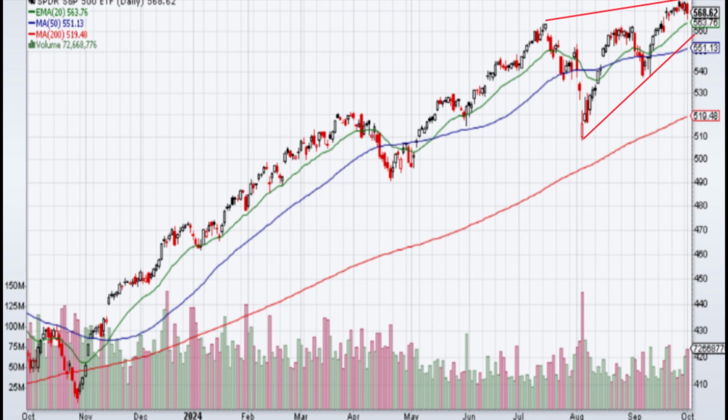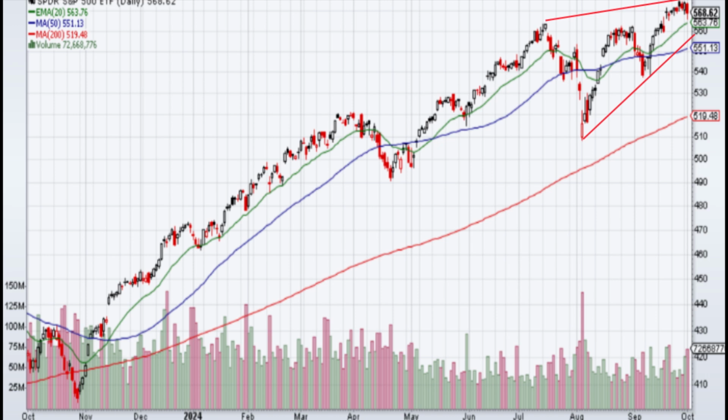Alternatively, if SPY breaks below the 20-day EMA at $563 with high volume, it could signal a potential downtrend. A short position could be initiated here with a target of the 50-day SMA around $551. It's crucial to adjust stop-loss levels according to these moving averages to minimize risk.